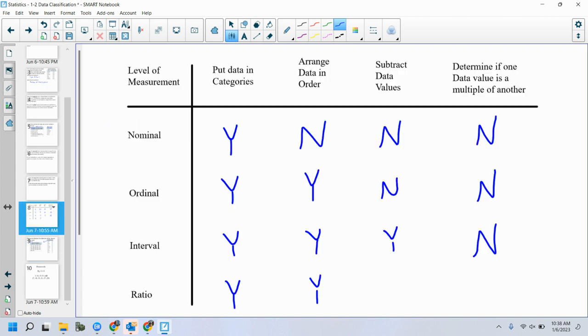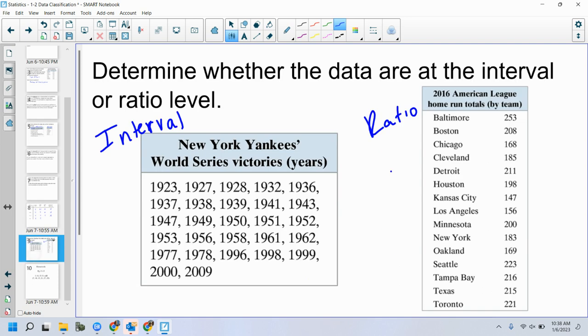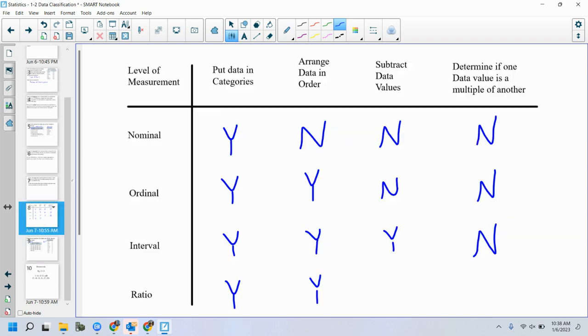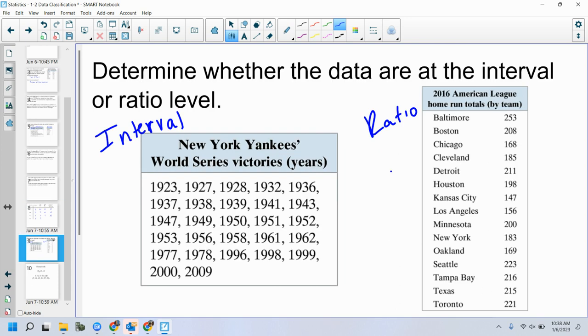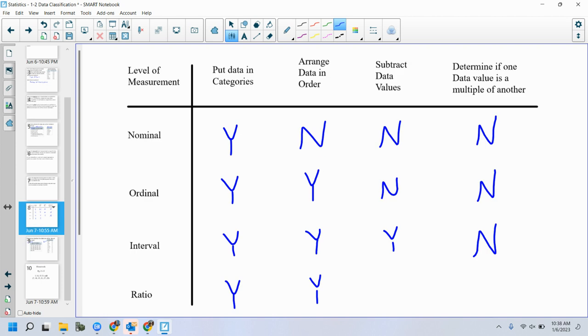Could I put them in order? Of course I could put them in order if I really wanted to. I could order them from least to greatest, right? I can put them in order. Can I subtract the values? Of course I can. This still makes sense and means something. If I take the difference between Baltimore and Boston, I can say, yeah, one's got about 45 more home runs than the other. And that makes sense. It means something. So I still can find the difference between the two.